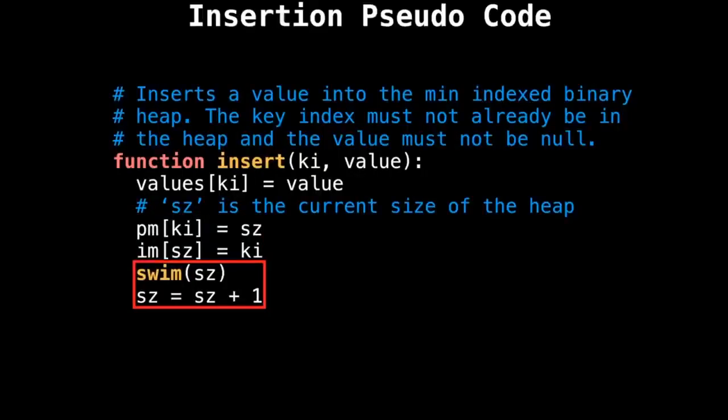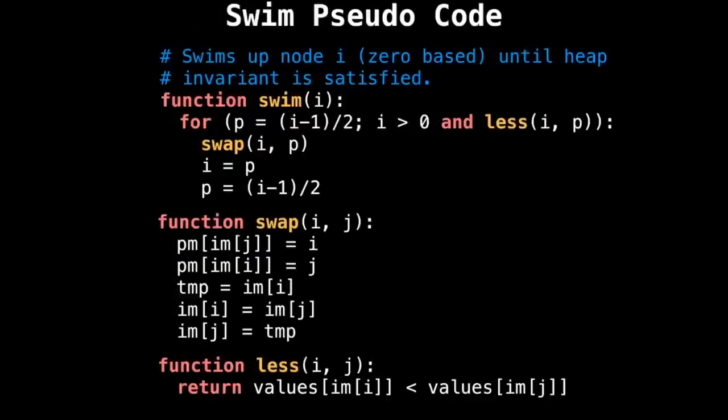Let's take a closer look at this swim method to see how that happens. Here we are looking at the swim method. You'll notice that it has two supporting functions, swap and less. Swap simply exchanges two nodes based on index, and less determines if node i has a value less than node j. The logic for the swim function is fairly simple.